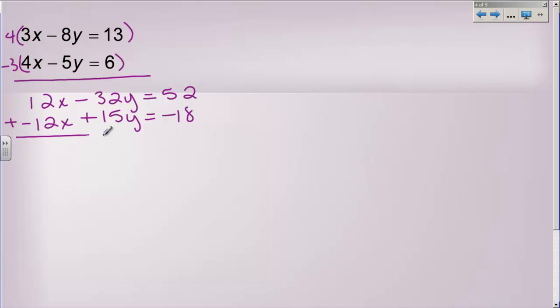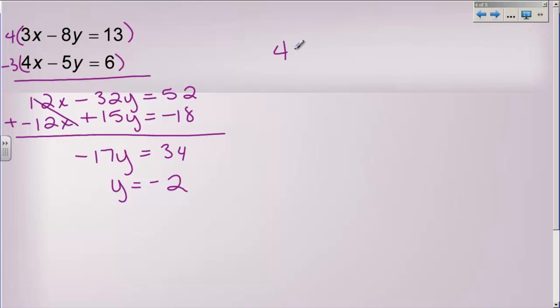Add these together. Your x's cancel. Negative 32 plus 15. So I have negative 17y equals 34. So when I divide, y is going to equal negative 2 again. Plug it back in so you can find an answer. I'll use the second one this time.